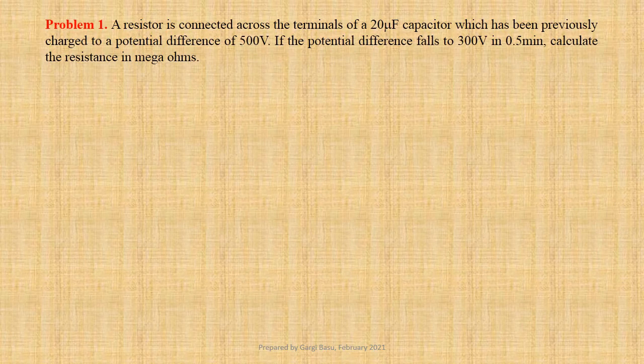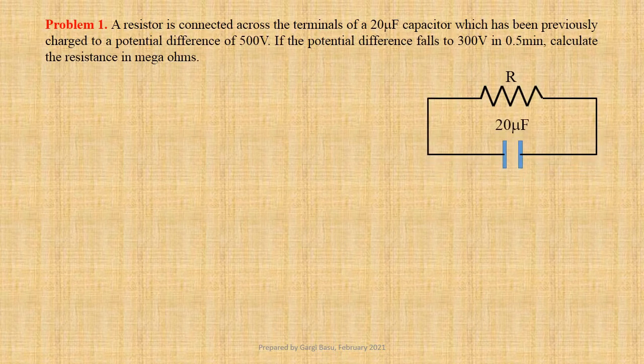Problem number 1. A resistor R is connected across the terminals of a 20 microfarad capacitor, which has been previously charged to a potential difference of 500 volts. If the potential difference falls to 300 volts in 0.5 minute, we have to calculate the value of resistance R in mega ohms. Let us jot down the data given.